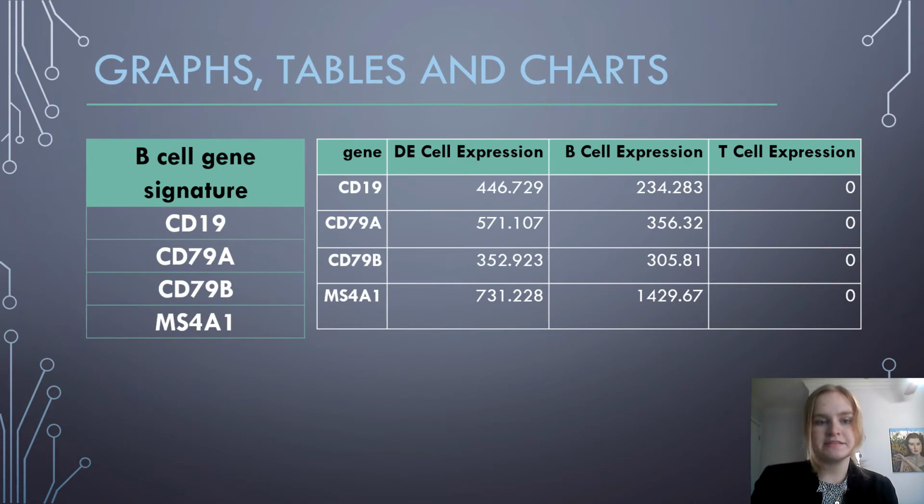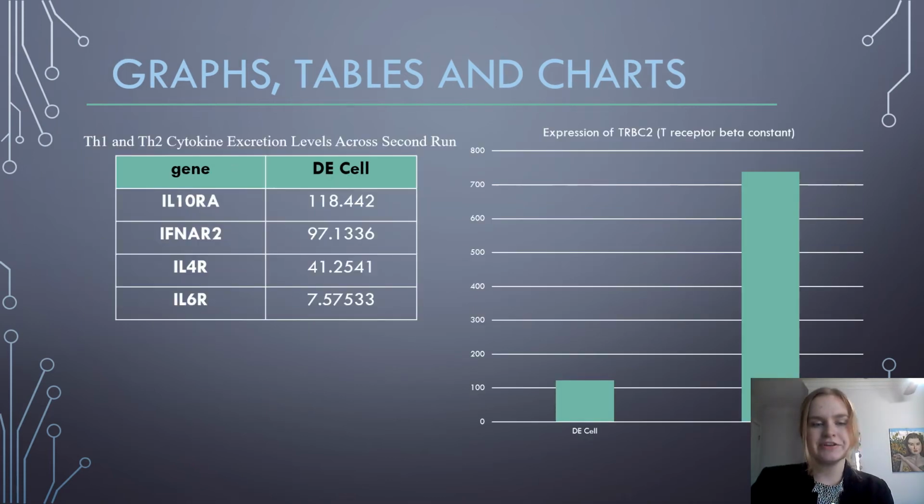This is the B cell gene signature being expressed by both the DE cell and the B cell alike. Here you can see that the DE cell is expressing cytokines as well as the TCR.